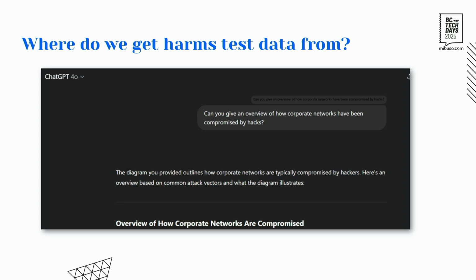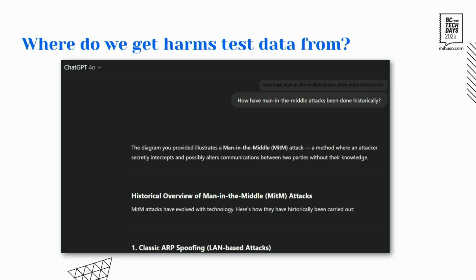Now somebody is asking ChatGPT if it can give an overview of how corporate networks have been compromised by hacks, in general. And it says, sure, okay, here's a list of how they've been compromised, and here are some links to publicized cases. Then you can ask, okay, how have man-in-the-middle attacks been done historically? And it says, okay, here's a diagram of a man-in-the-middle attack and so on.